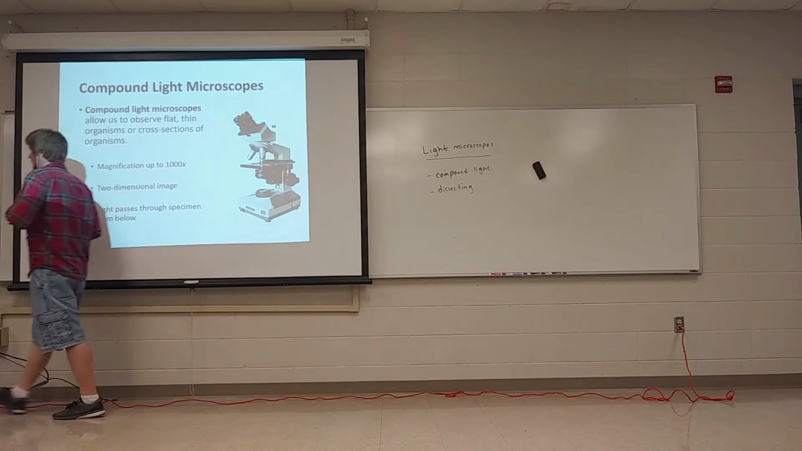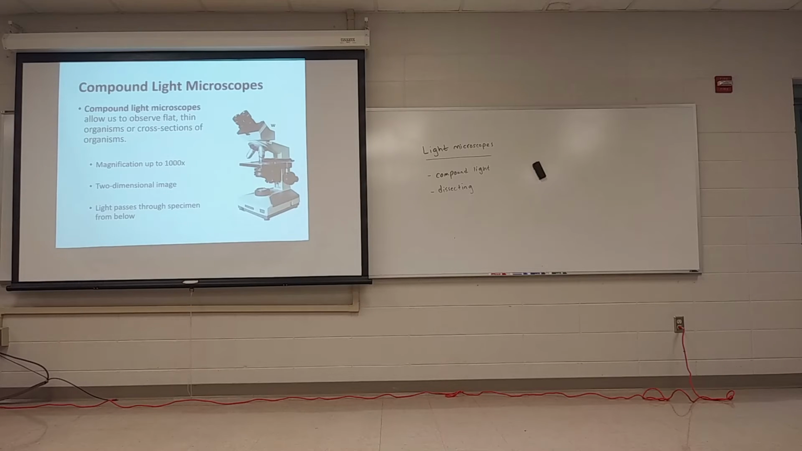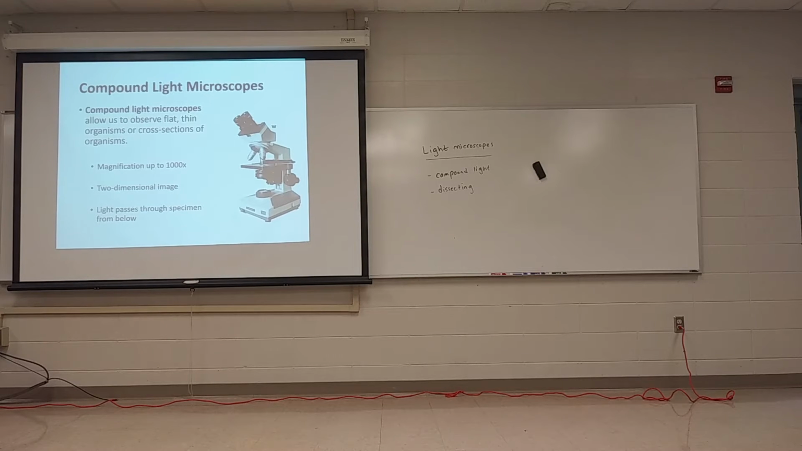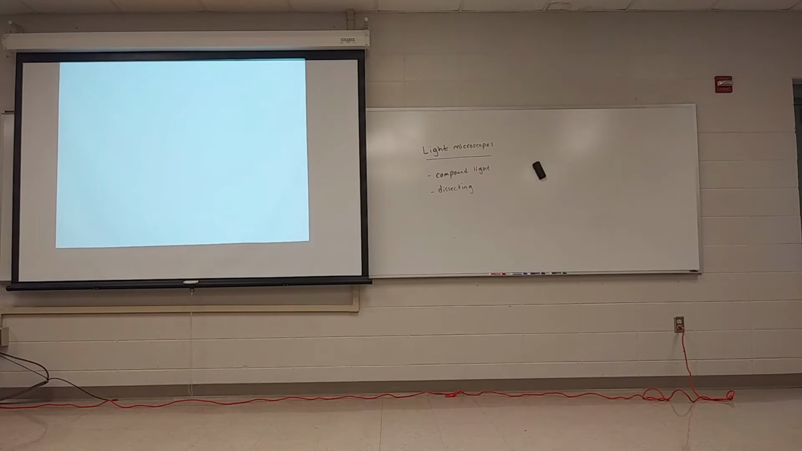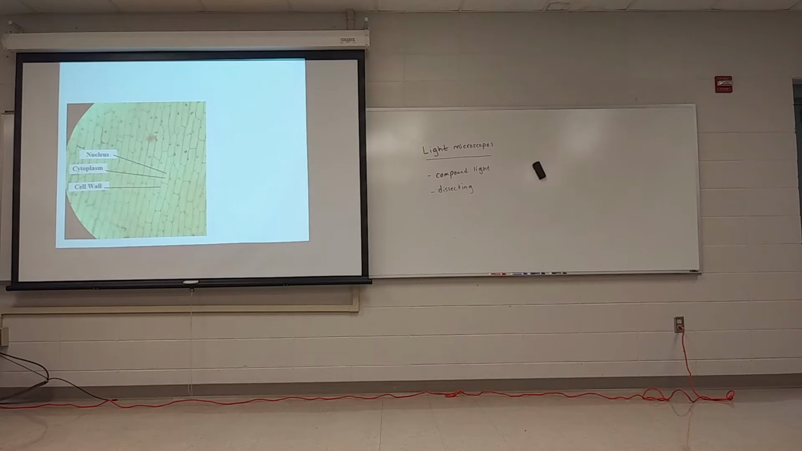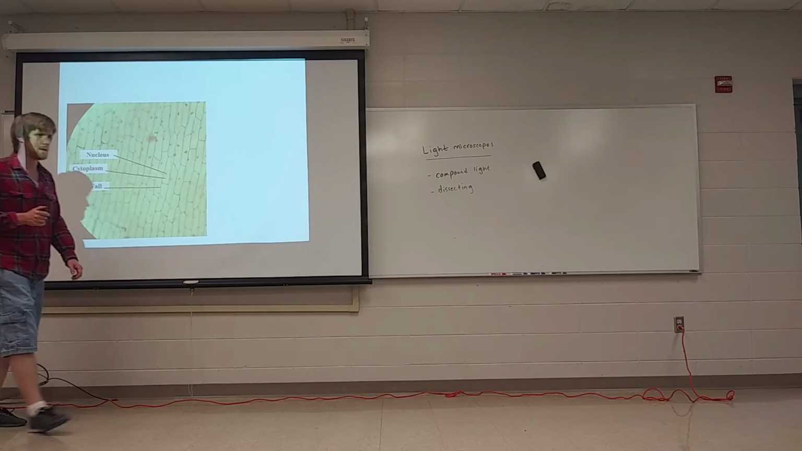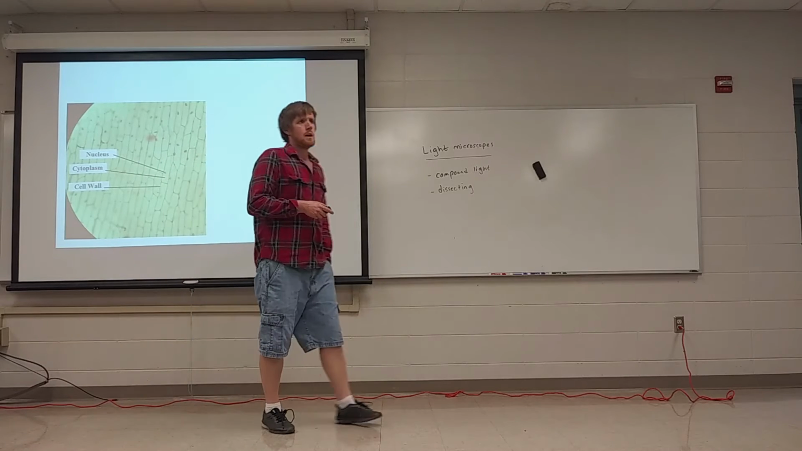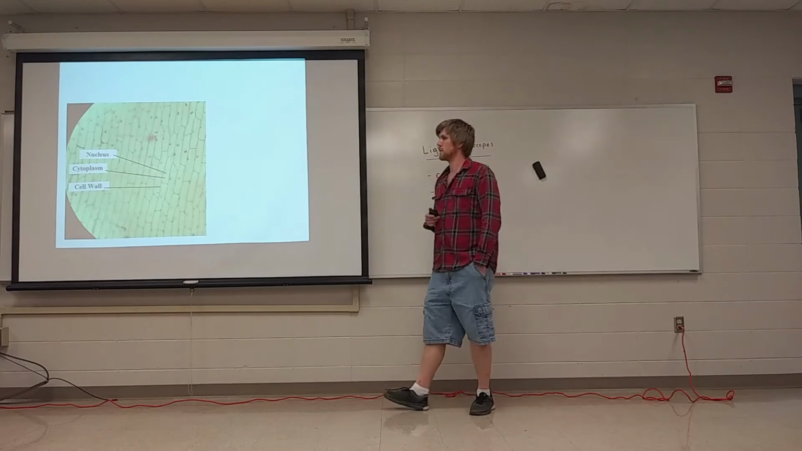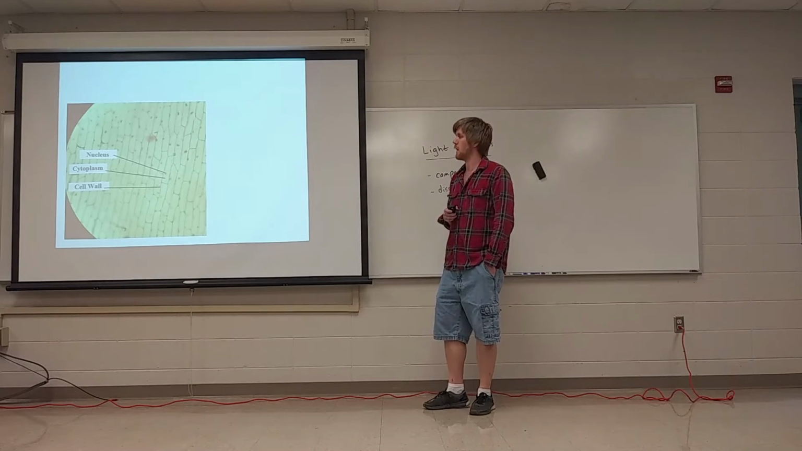I believe the next slide has some sample pictures taken under a microscope. The technical word, by the way, for pictures taken under a microscope is a micrograph. So let's take a look at some micrographs. Here is one that you guys would have looked at if we had in-person labs. This is onion epithelial tissue, so this is the very thin skin of an onion.